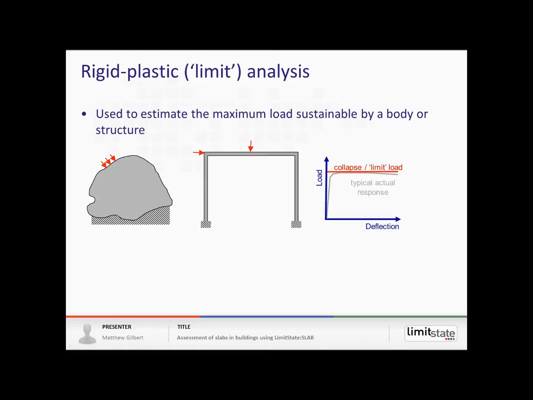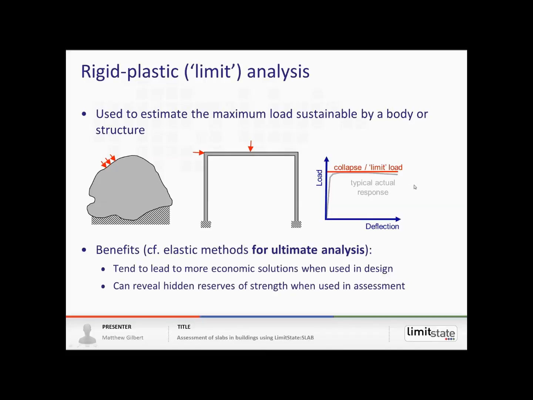What do we mean by rigid plastic analysis or limit analysis? Well, it's a method used to directly estimate the maximum load that can be carried by a body or structure. So what we do basically is we ignore elastic deformations and we assume a rigid plastic material model. And that brings us some clear benefits when it comes to ultimate or collapse analysis.